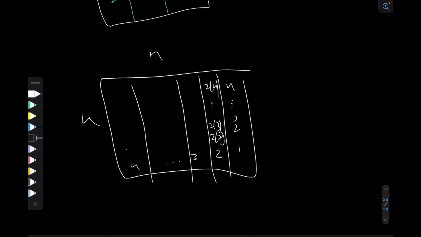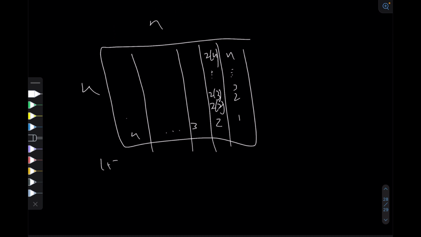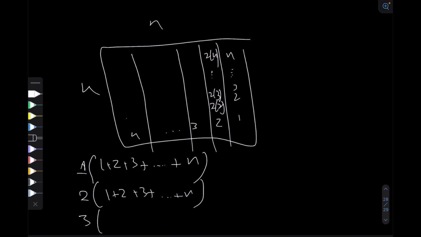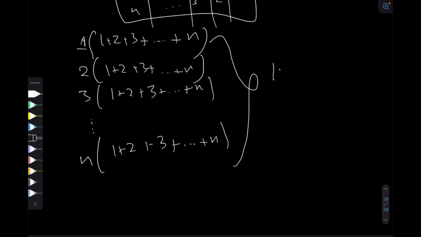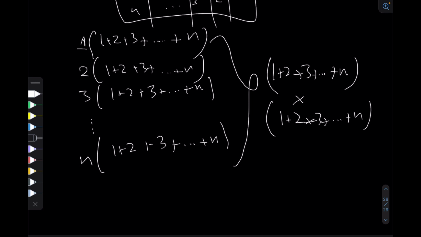So what we can see is that we have 1 plus 2 plus 3 all the way to n, and then you do the same thing but multiply it by 2, and then the same thing multiplied by 3, and you continue this all the way till n, multiplying with the same number, right? So we can group these into 1 plus 2 plus 3 all the way to n, and then you multiply it with 1 plus 2 plus 3 plus all the way to n.